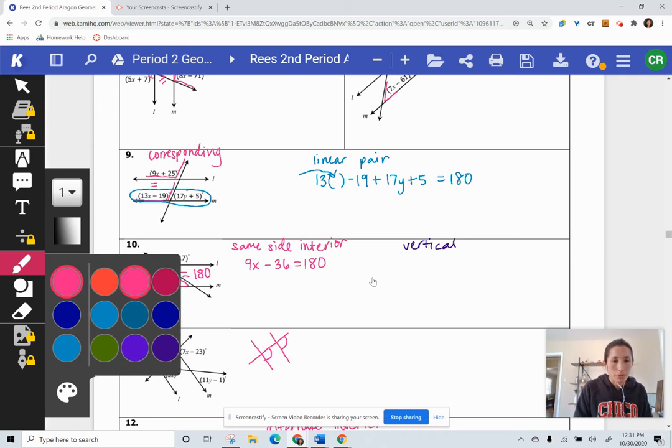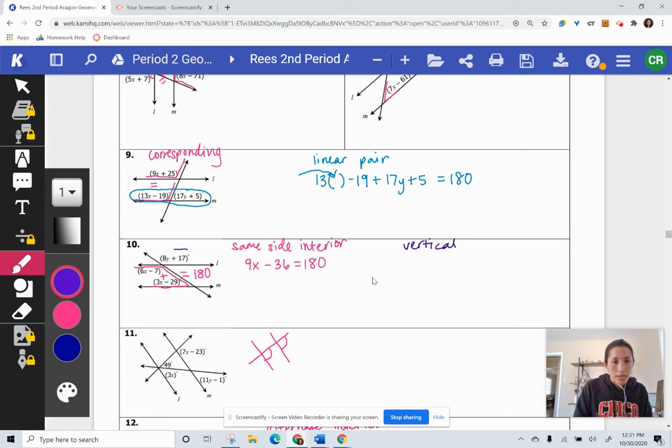And then I put vertical here because we have this 8y angle that we're now solving for. And I know it's vertical to this angle here, which is 6x minus 7. So we should be able to say 6x, whatever x is, we're going to solve for that first. And then we should be able to set it equal to 8y plus 17.